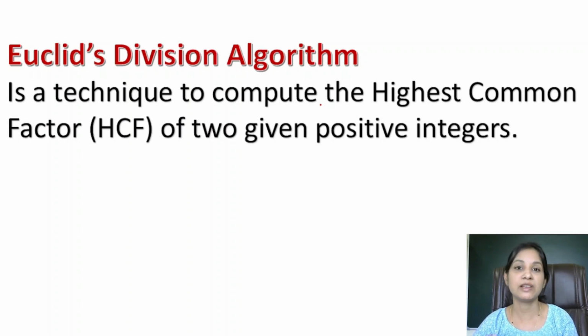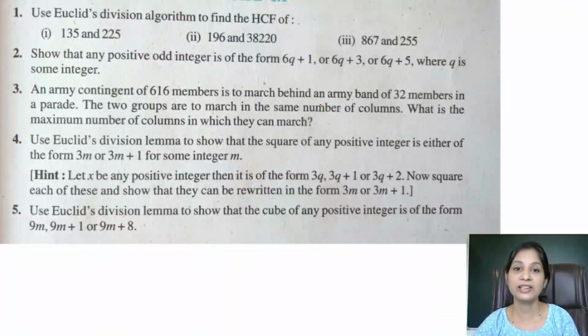So directly we will move to your textbook problems, the exercises given in your textbook related to Euclid's division algorithm. One by one we will solve those. Here is exercise 1.1, which is based on Euclid's division algorithm as well as the lemma. The first question: use Euclid's division algorithm to find the HCF of three sub-questions.